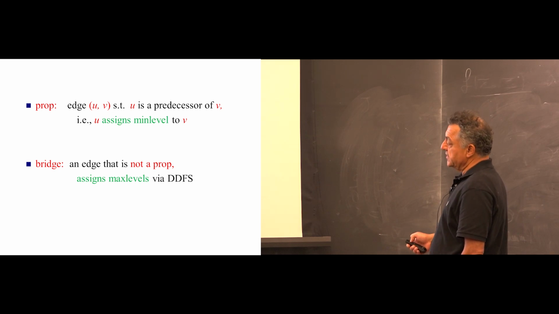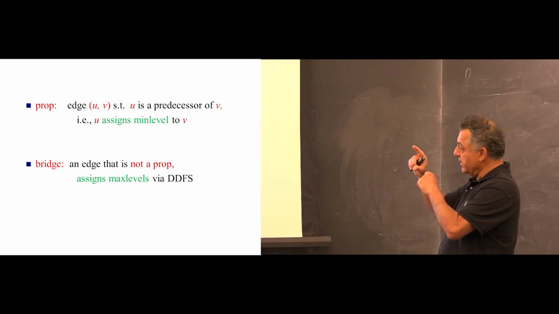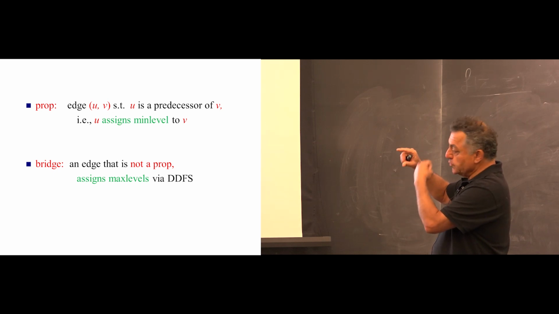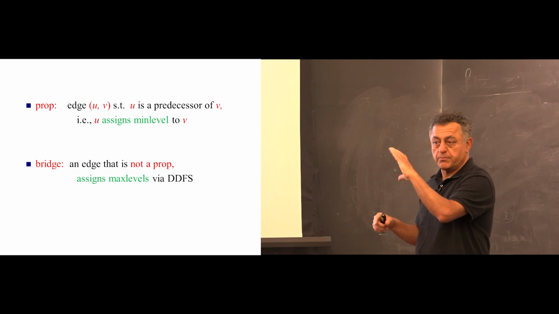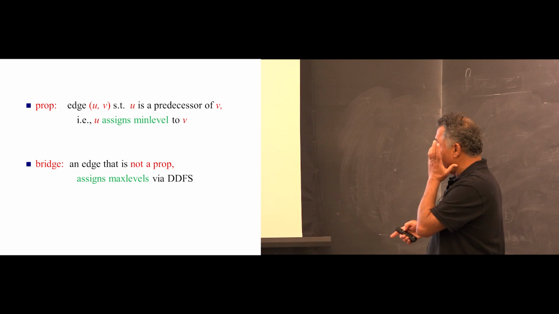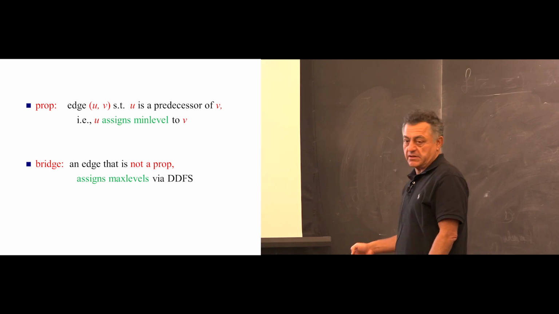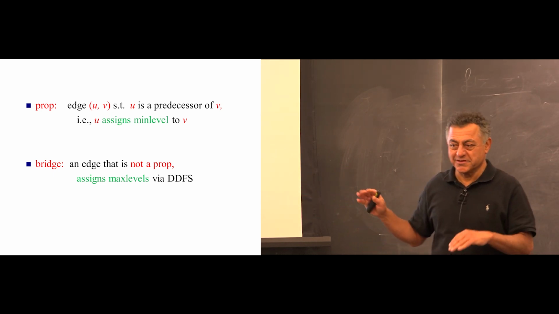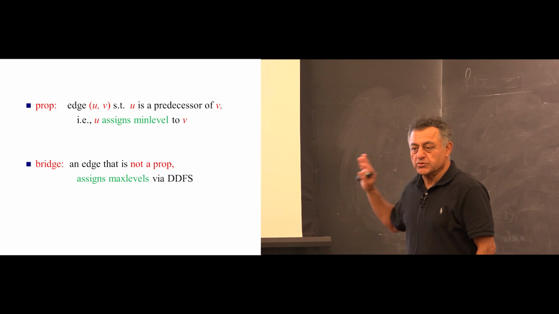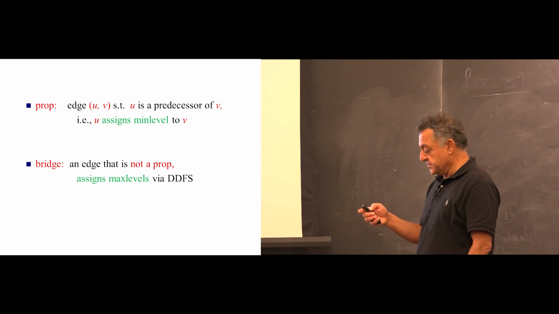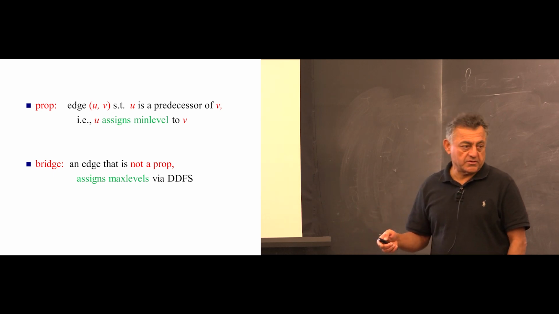this was also defined yesterday, that any edge UV such that one endpoint is a predecessor of the other is called a prop. And if so, U assigns V its min level. So props assign min levels. All other edges in the graph are called bridges, and some of them assign max levels, some of them are vacuous. We'll see examples. Most of them will be vacuous in the end, but in the pictures that I draw, most of them will be useful. Okay, and these bridges assign max levels via double depth search, which is a new search procedure that you saw yesterday.